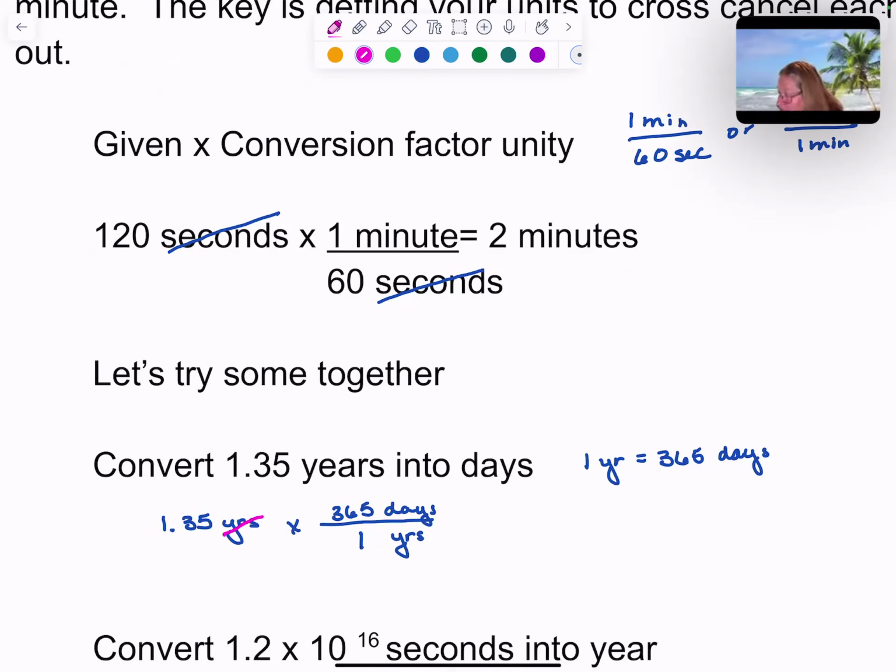We're then going to cross cancel our units. And mathematically, we're going to take 1.35 times 365, and that's going to give us 1,825 days. Now, we haven't talked about significant figures yet. That's a couple of videos down the road. We would then have to go and round our answer to the correct number of sig figs. But right now, we're going to leave it just as the whole number so you can see it. So see how the key, a numerator, has to cancel out a denominator.